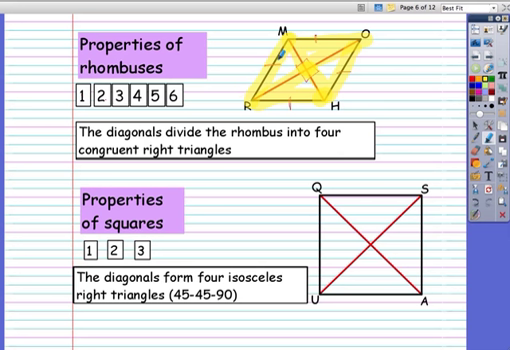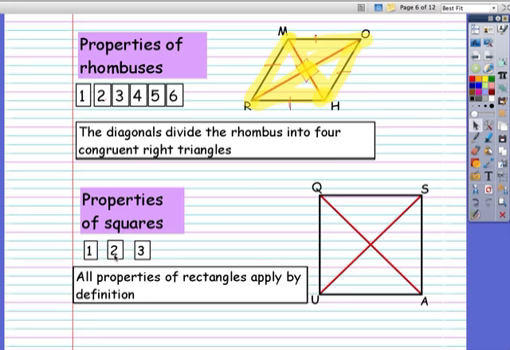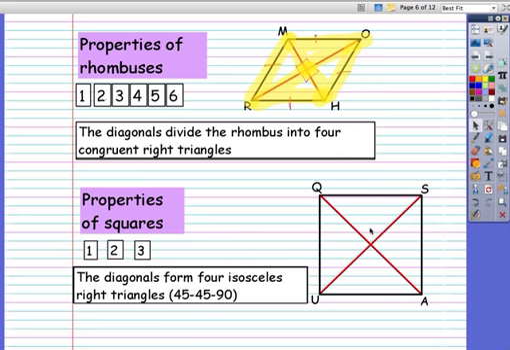Another special case is the square. A quadrilateral is a square if it is a parallelogram, a rectangle, and a rhombus. Okay? So I have to have all the properties of rectangles, and by default I have to have all the properties of parallelograms. I have to have all the properties of a rhombus, so that's where my 4 congruent sides come into play. But finally, the diagonals form 4 isosceles right triangles.